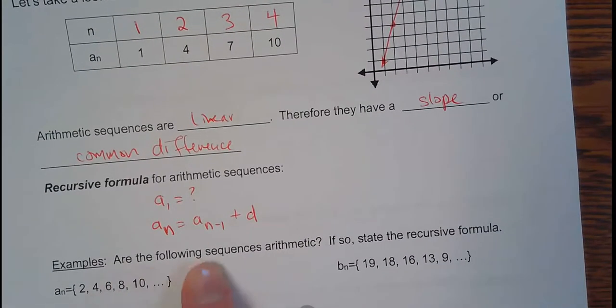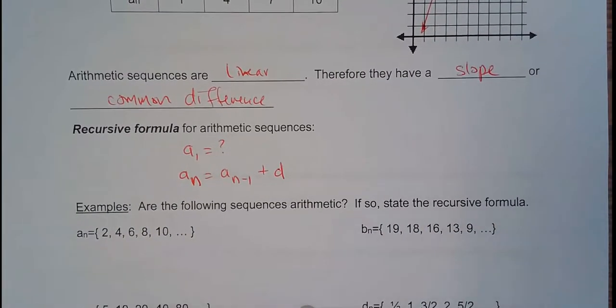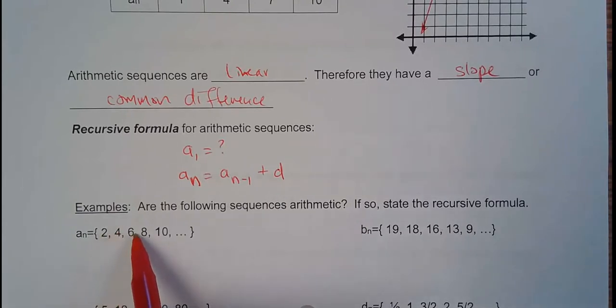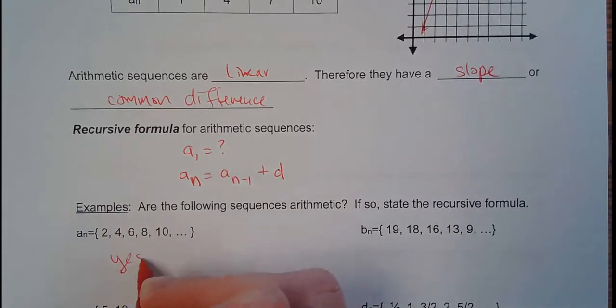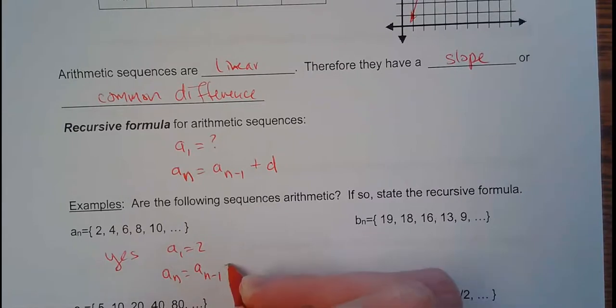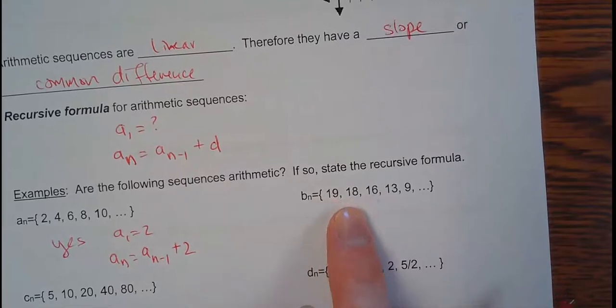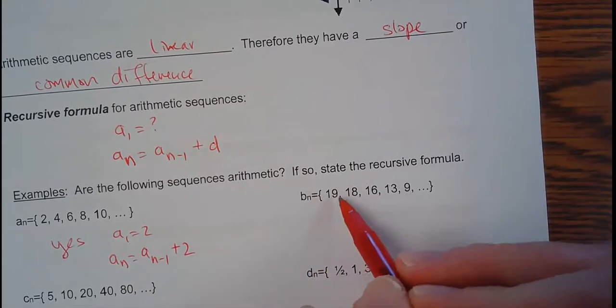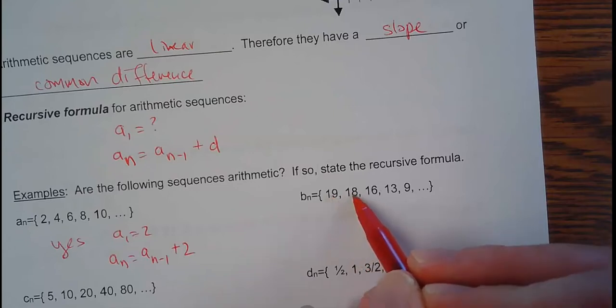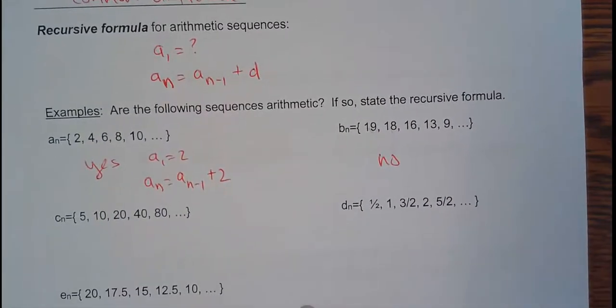Okay. So are the following sequences arithmetic? If so, state the recursive formula. So what I'm looking for is, is any term minus the previous the same difference? Or you could just say, am I adding the same thing every time? So up by 2, up by 2, up by 2, up by 2. So this one is yes. The first term is 2. Any term is going to be the previous term plus 2. How about this guy here? So 19, 18, 16. Well, here the difference drops: minus 1, minus 2, minus 3. That's not arithmetic, so we just put no for that. That's not the kind we're studying.